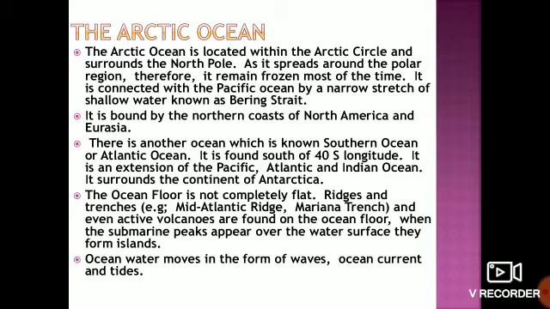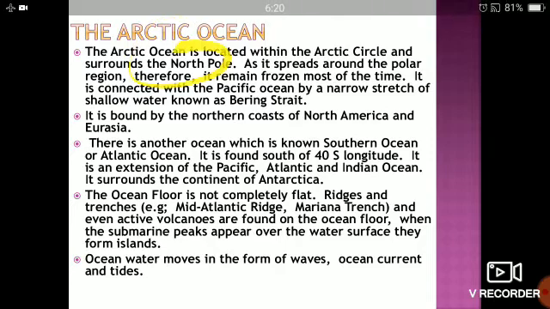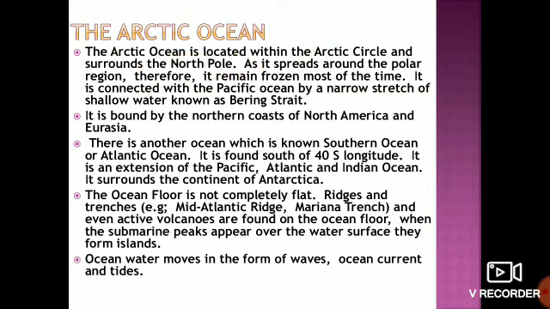It is bounded by the northern coast of North America and Eurasia. Eurasia means Asia and Europe together. So the Arctic Ocean is in the Arctic Circle and surrounds the North Pole. It spreads over the polar region and remains frozen all the time because it is in the north. It is joined with the Pacific Ocean through a narrow stretch known as the Bering Strait.